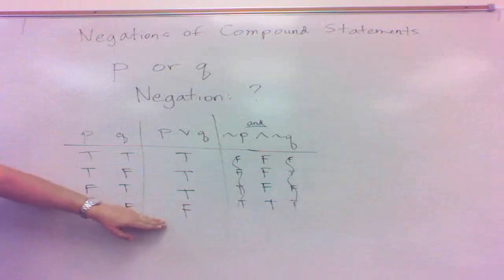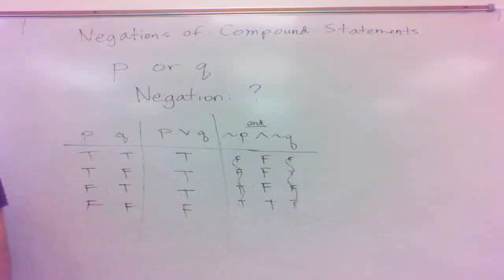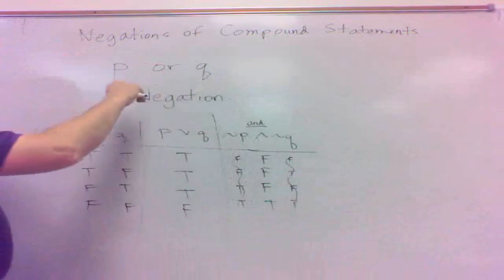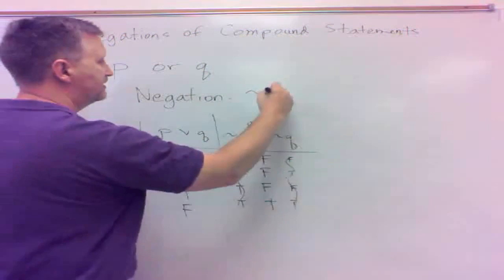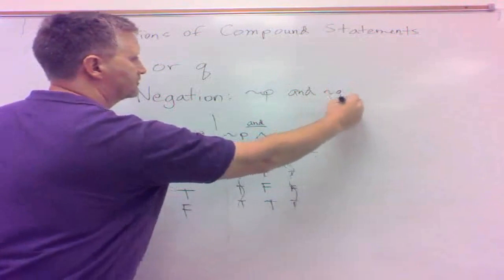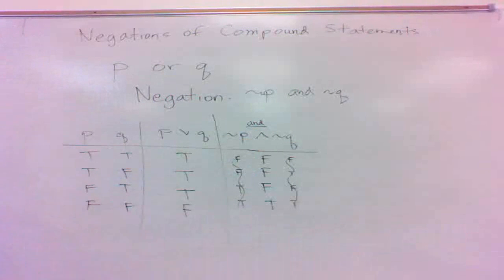True, true, true, false. False, false, false, true. Exactly the opposite, isn't it? That is the negation. So the negation of the or statement is not P and not Q. So those are pretty nice. It's just that you have one other fine detail, and that is if it's an or, to negate it, change it to and. If it's an and, to negate it, change it to or. But they do work there, vice versa.